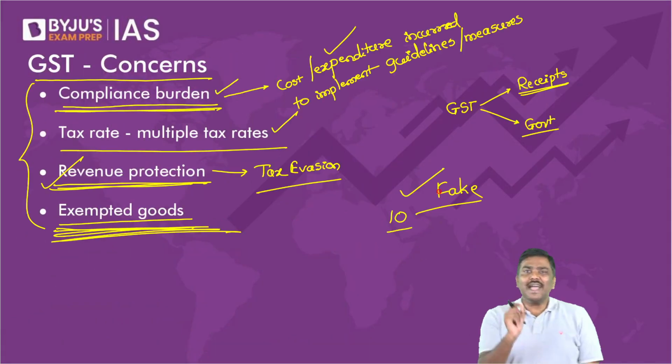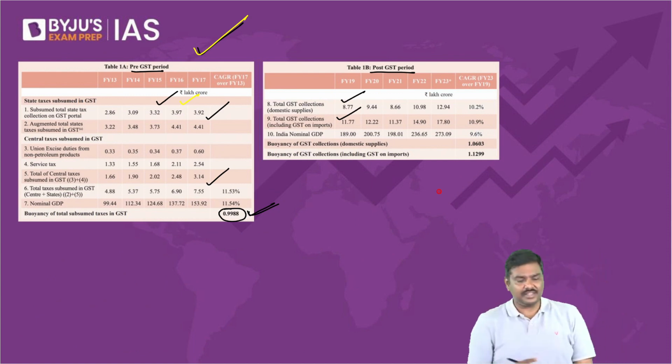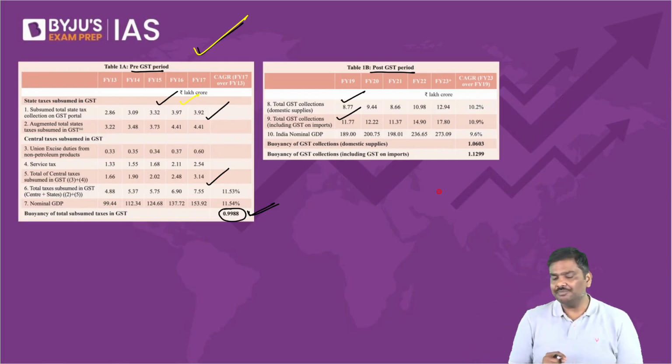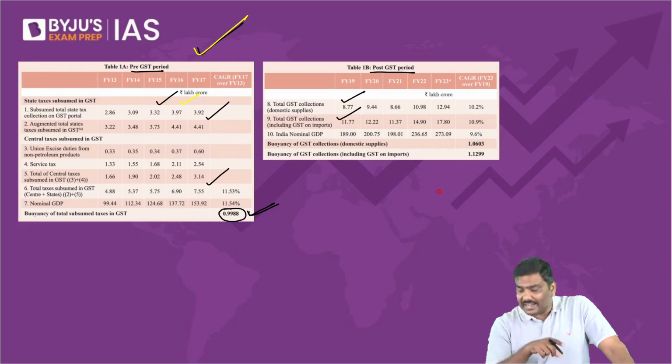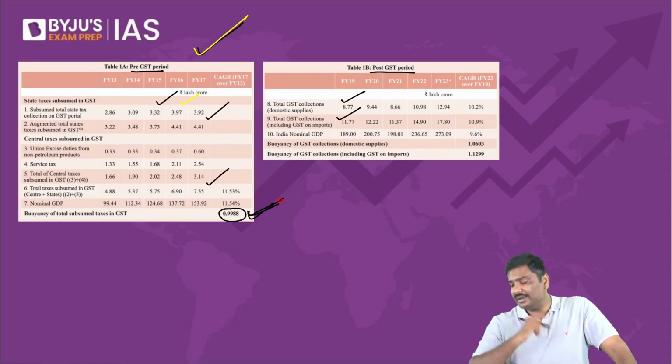What was the tax buoyancy before GST collection for indirect taxes? Make the second observation from the table now. What was the tax buoyancy for indirect tax collection before GST was introduced? It is there in the table. The tax buoyancy was less than 1.